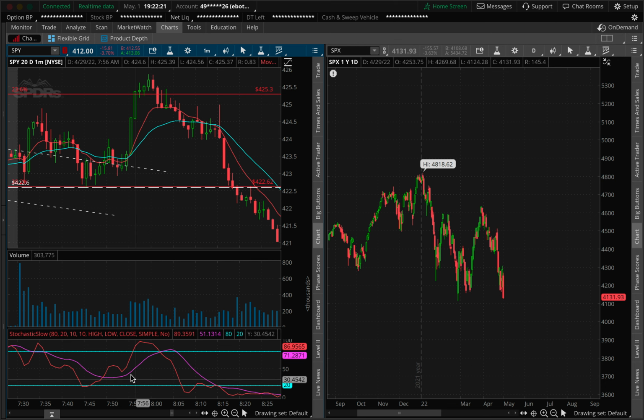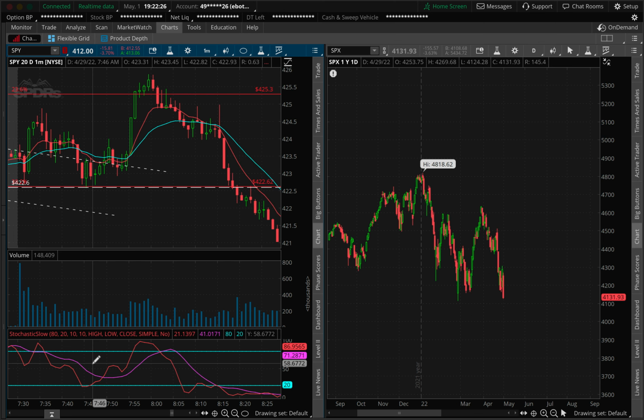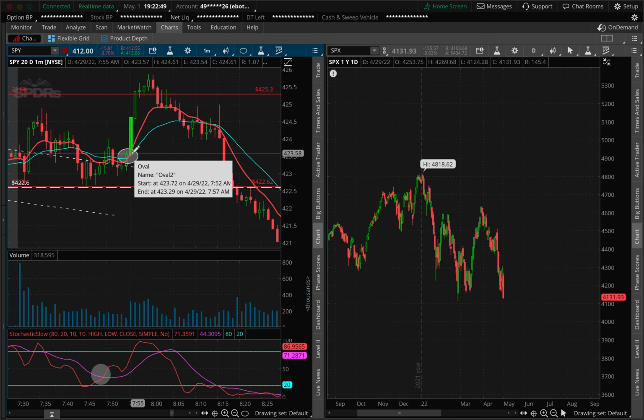So right here, stochastic slow. This happened first, right? You've got to make sure A happens first and then B happens second. Where are you going to enter? Your entry will be here. Now, stochastic slow is above, red is above purple, so I'm going to be bullish. When it crossed here, I'm just watching it. You want to make sure A happens first, then B. Then on B, you enter calls here from a move from 423.58.